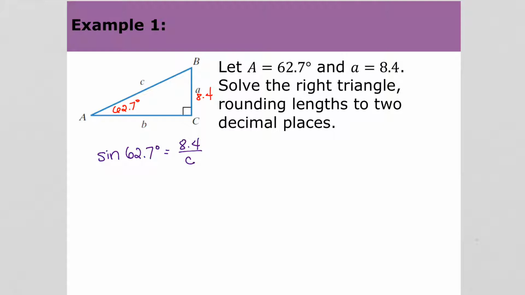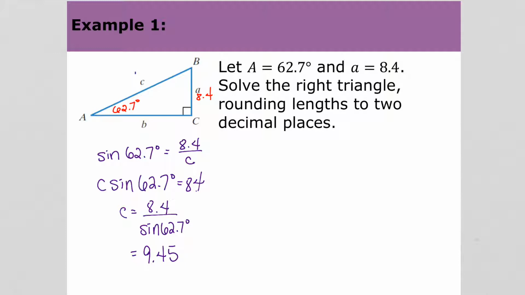We could have found b first and used tangent. It really doesn't matter. We could have found angle B first by subtracting 62.7 from 90. It just depends on what you choose to do first. So multiply both sides by c. And this will require us to divide by sine of 62.7 degrees. All you have to do is put that in your calculator. Just make sure that your mode is in degrees. And we get that the hypotenuse is 9.45 units.